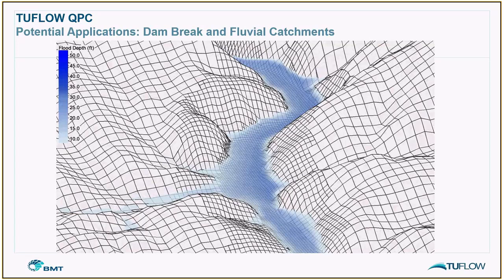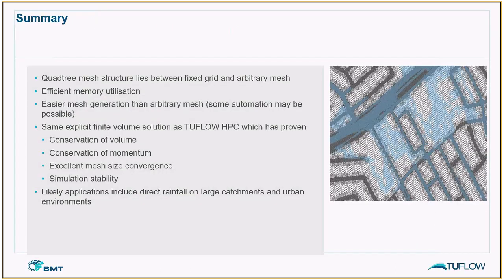So just to summarise, the Quadtree solution is one that sits between the common fixed grid approaches and the flexible mesh schemes. It has many of the benefits of the fixed grid scheme, whilst allowing the user to represent detail where appropriate. It has the efficient memory utilization that the flexible mesh scheme has, but with an easier mesh generation process than an arbitrary mesh. And we'll be looking into adding some automation tools to speed up that process for our users.